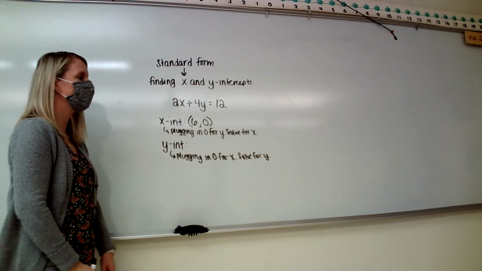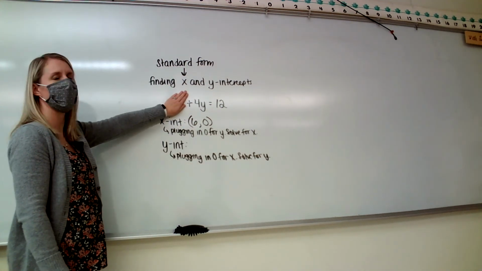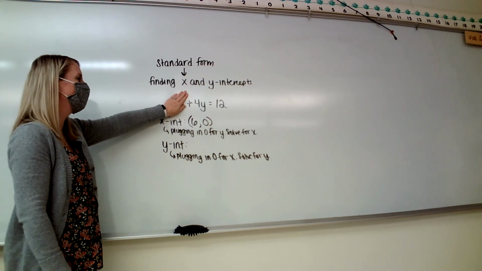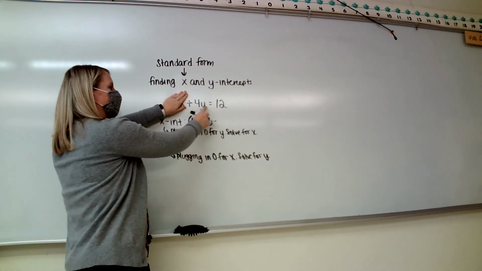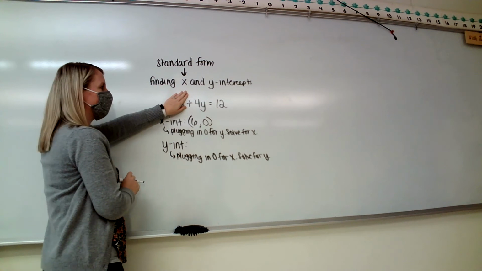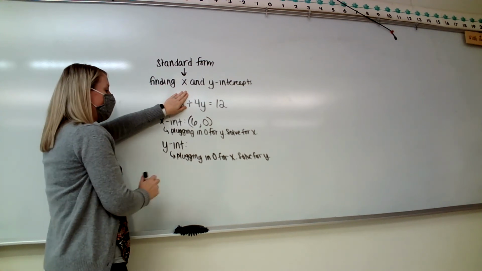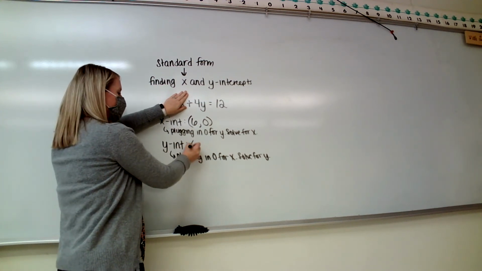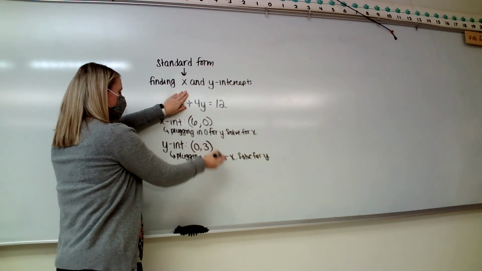So if I plug in a 0 for x, here's what I do. I just cover it, because if you plug in a 0, it's just going to cancel. I end up with 4y equals 12. I can solve that quickly. In my head, it's 3. So I would write my y-intercept as a point, and that would be the point (0, 3).